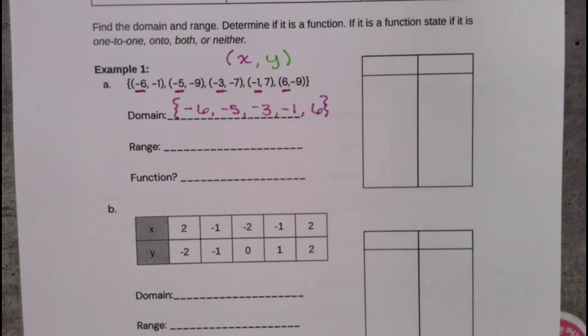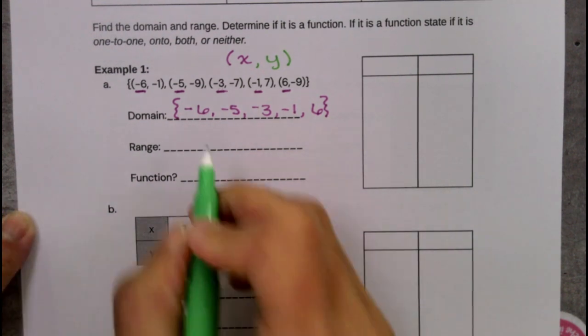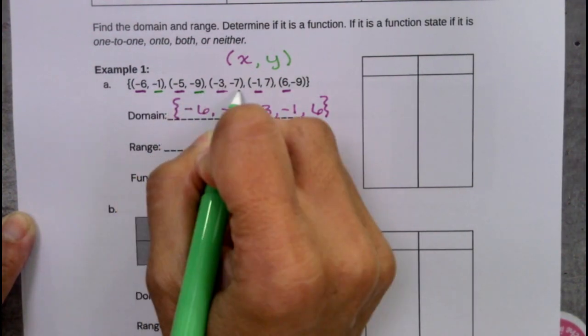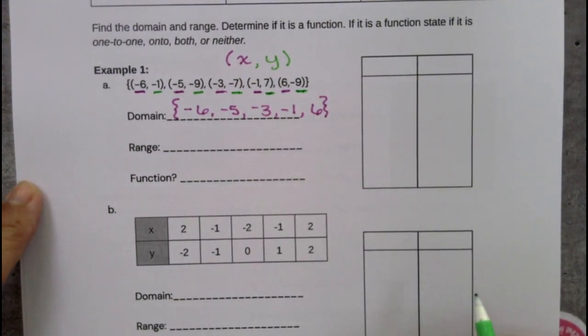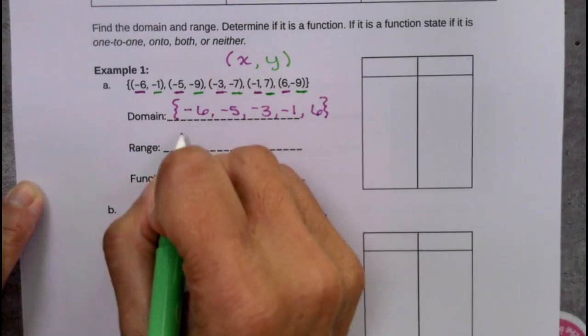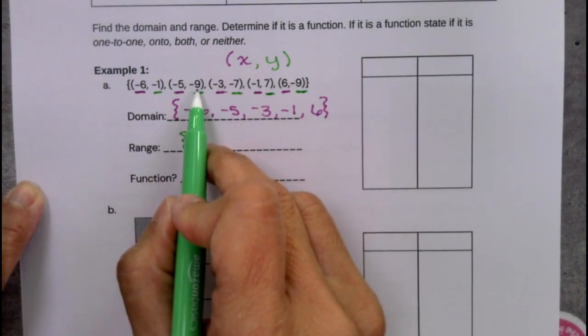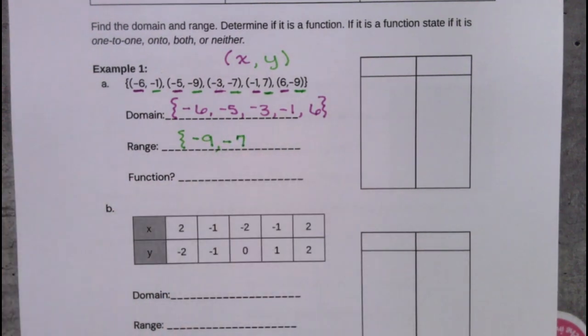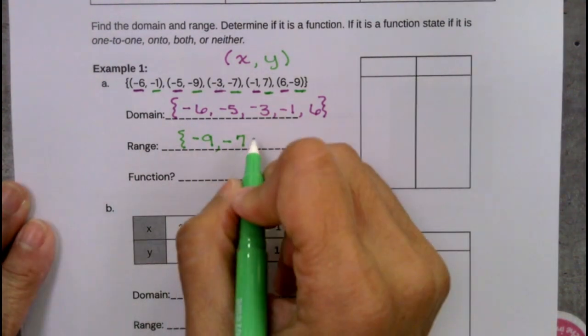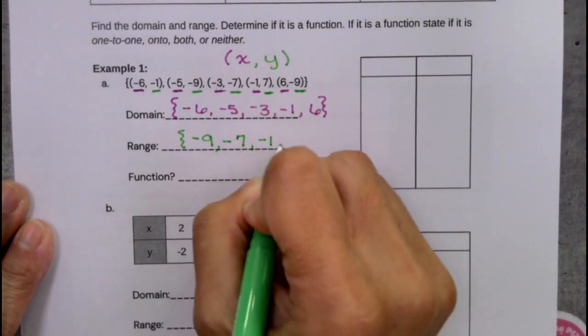So what would our range be? It'd be just all the y values. And again, it's typical to put those in order from least to greatest, which is not just straight across for this one. For the range, our lowest number is -9. Then we have a -7. Now, we do have two -9s, but we're not going to write it twice. You only write it that one time. So -9, -7, -1, and 7.